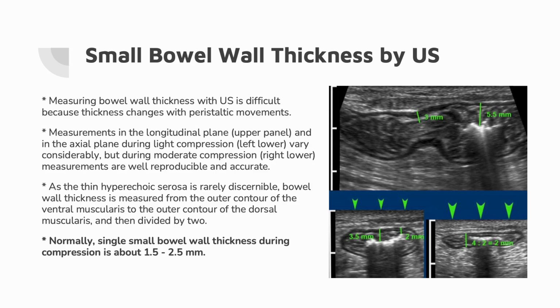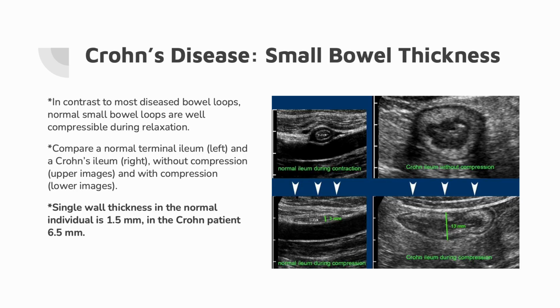And normal small bowel wall thickness is about 1.5 to 2.5 millimeters. In Crohn's disease, there is a slight difference in the small bowel wall thickness. Usually this is around 6.5 millimeters, so enlarged. And as I previously stated, you would compress the small bowel in order to identify the small bowel measurements for thickness.